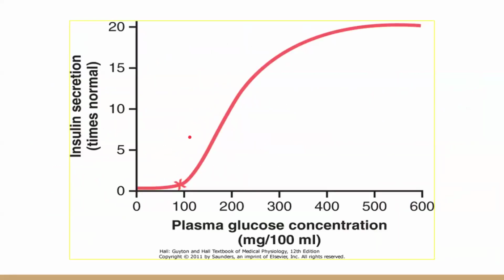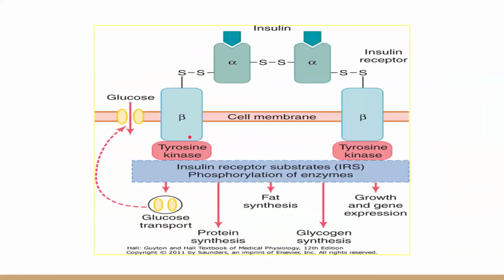Okay, so this is basically how insulin acts on a receptor. This is insulin's receptor. Like we said, it's tyrosine kinase. So this is cell signaling. You can revise the function of tyrosine kinase, the IRS, this is insulin receptor substrate, not the other one, and phosphorylation of enzymes, which causes protein synthesis, fat synthesis, all of this.